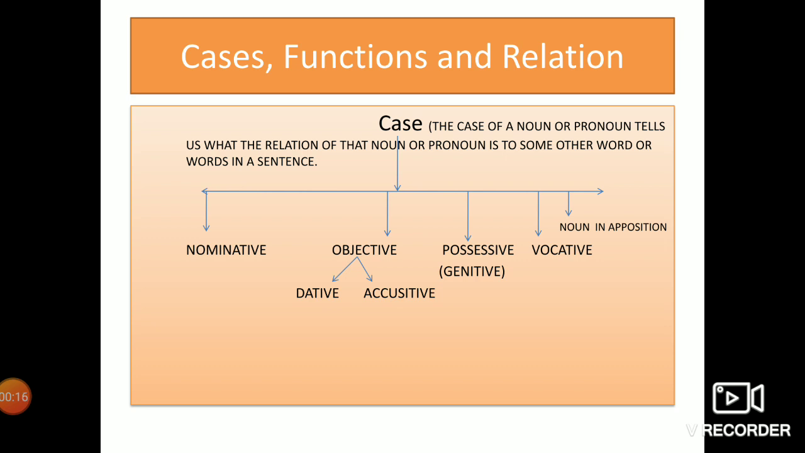Firstly, you should know about case. The case of a noun or pronoun tells us what the relation of that noun or pronoun is to some other word or words in a sentence. There are 5 noun cases: nominative case, objective case, possessive case, vocative case, and noun in apposition.